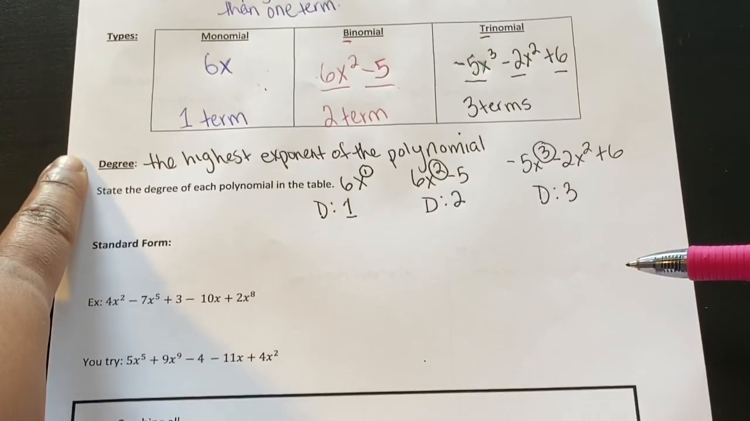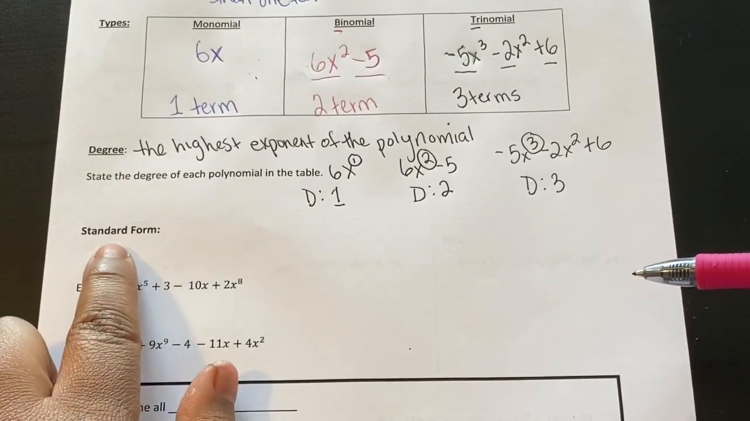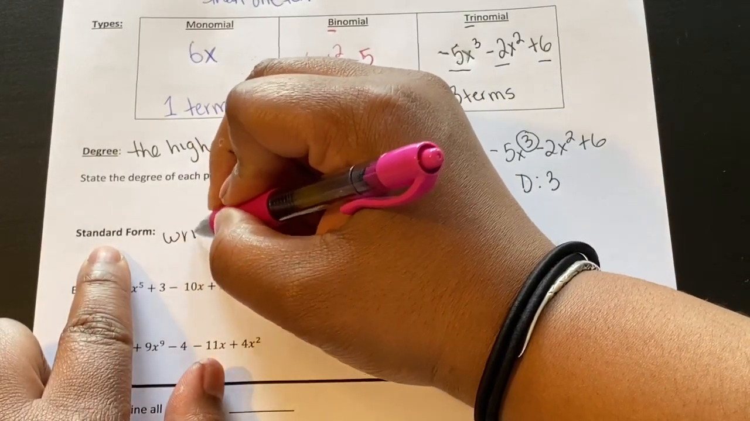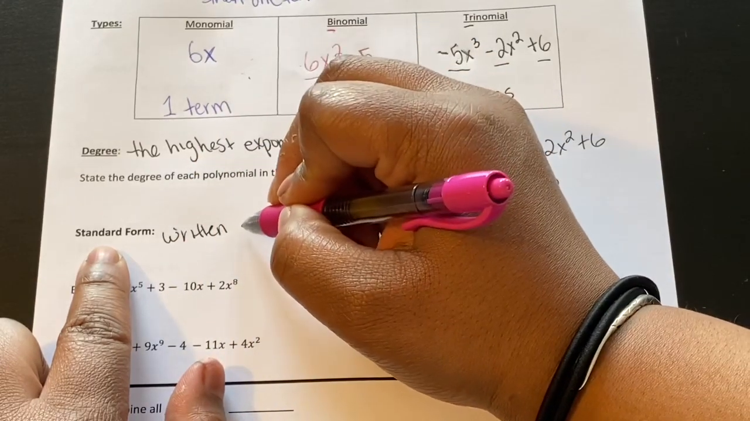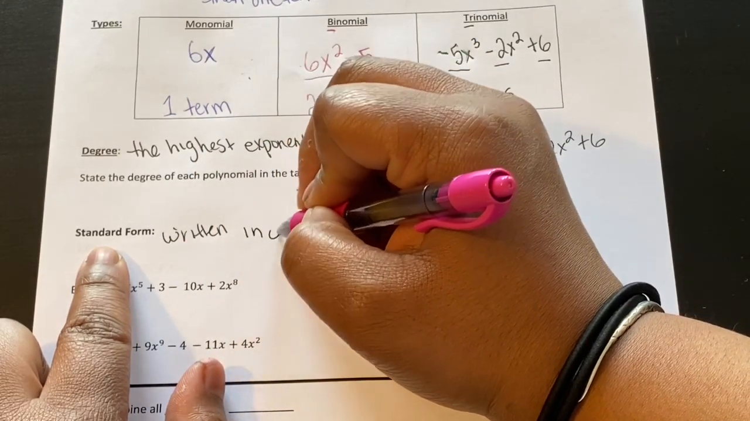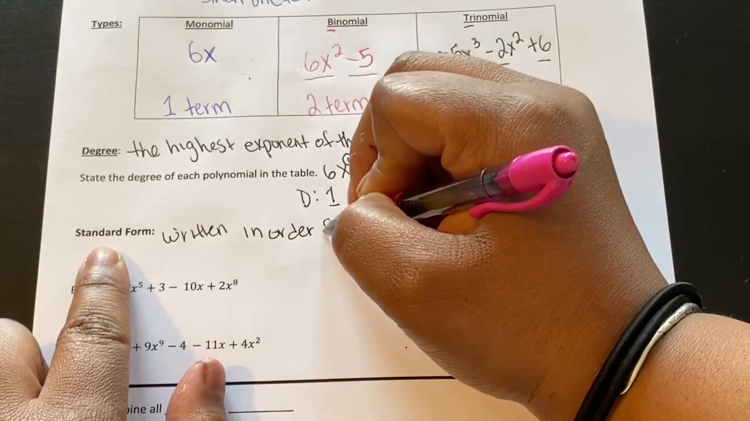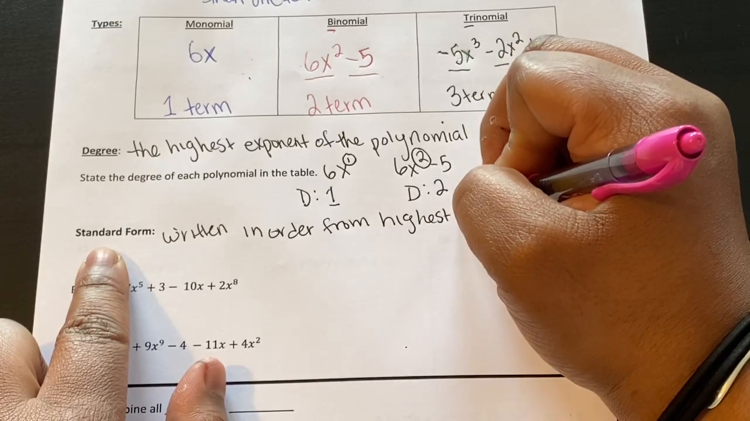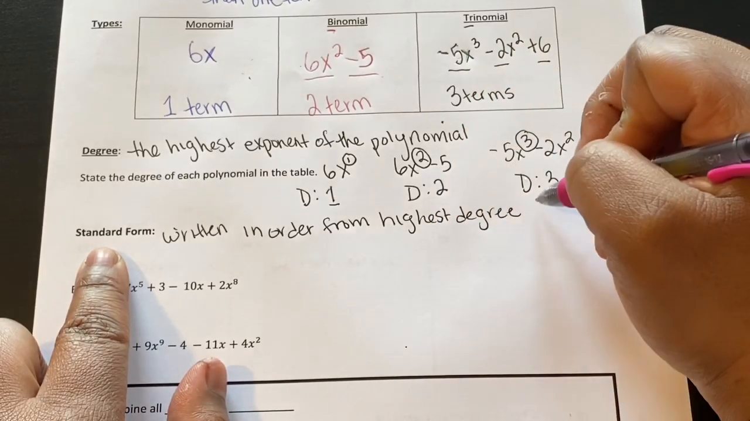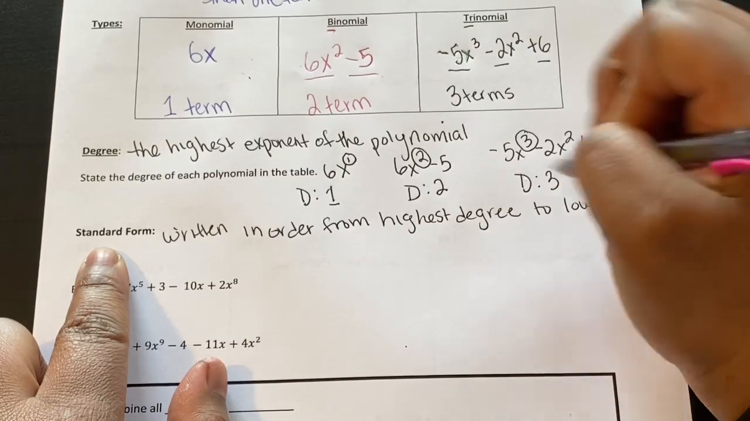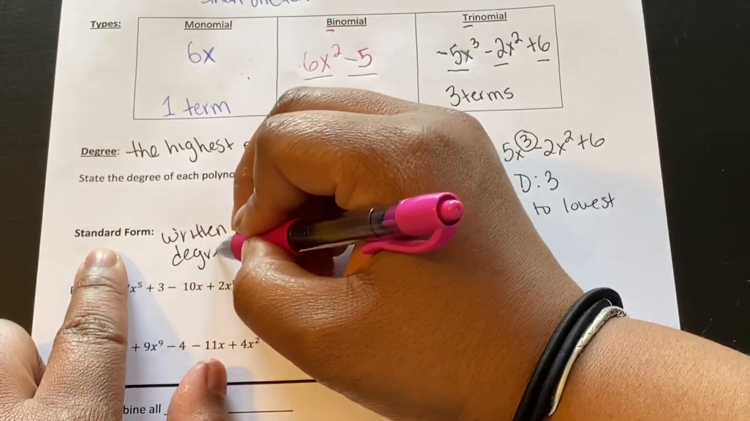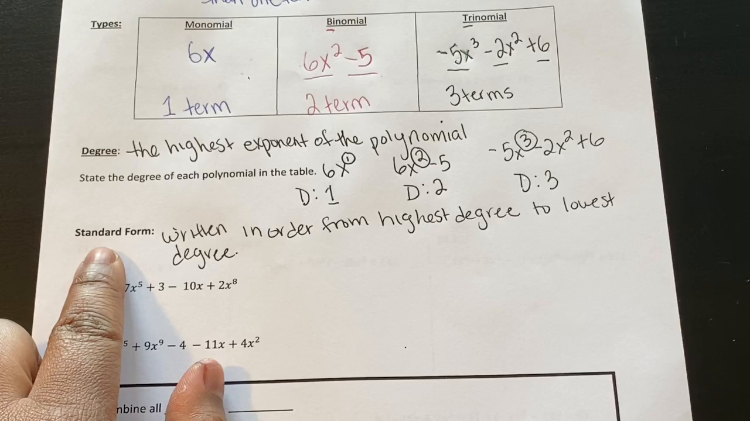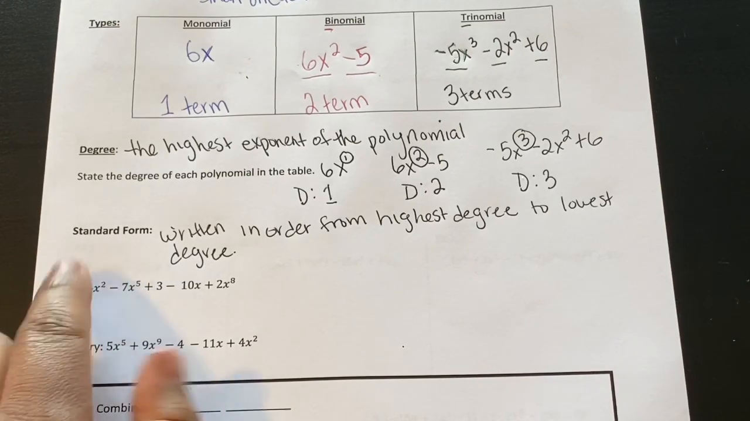However, if you want to write a polynomial in standard form, you'll write the polynomial in order from highest degree to lowest degree. That's how you write a polynomial in standard form. You write the terms in order from the highest degree to the lowest degree.